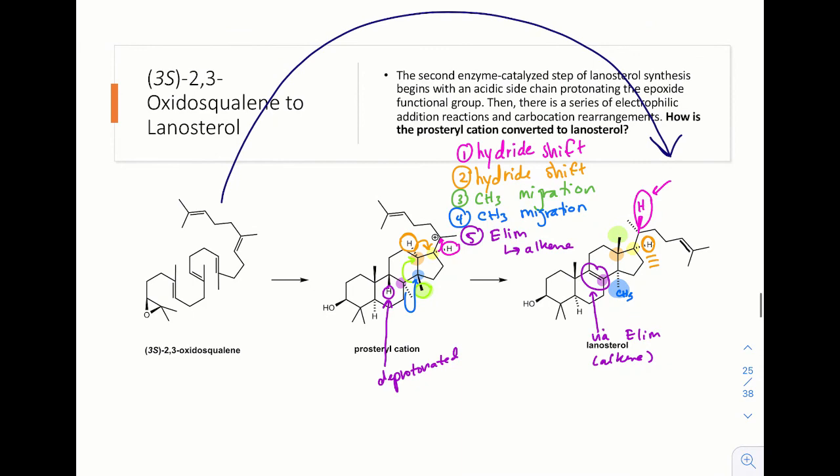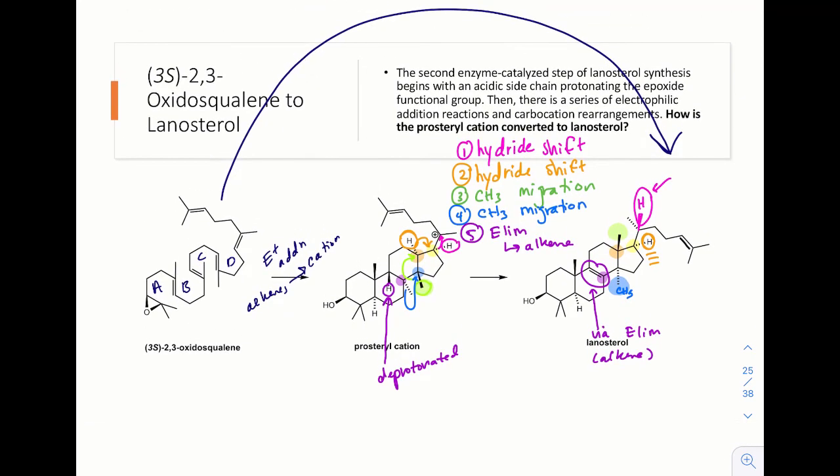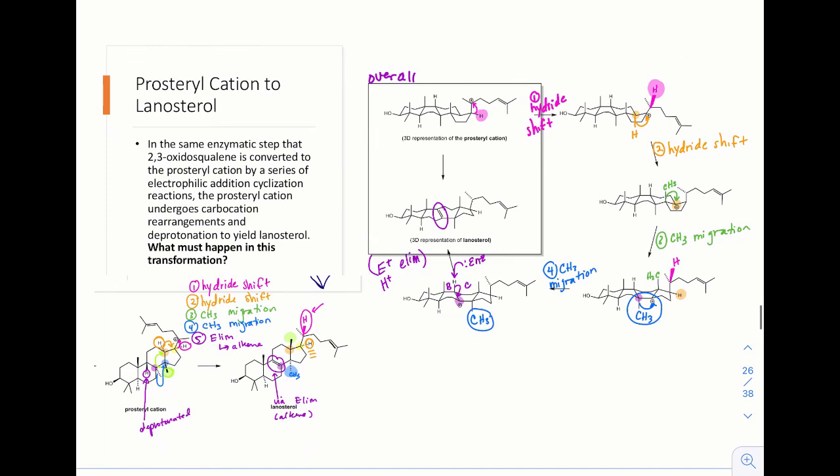From 2,3-oxidosqualene and that series of electrophilic addition reactions where the alkenes donated electrons to the cations and closed up all those rings, made the A ring, made the B ring, the C ring, and the D ring. And then the series of carbocation rearrangements to that protosteryl cation formed lanosterol. And this is all chemistry that you know from Organic Chemistry 1. So you learned a lot, right?